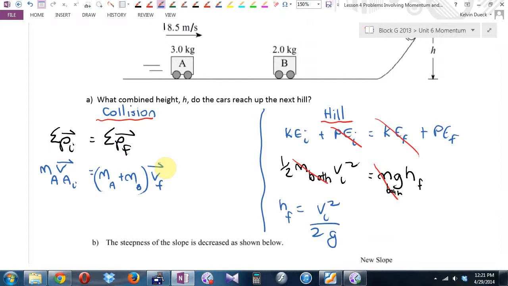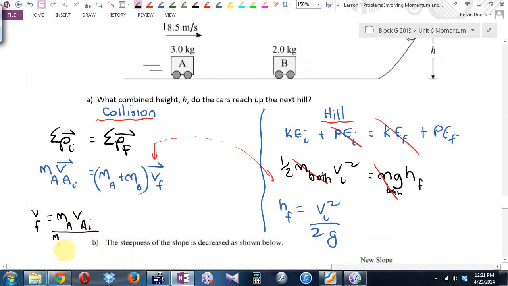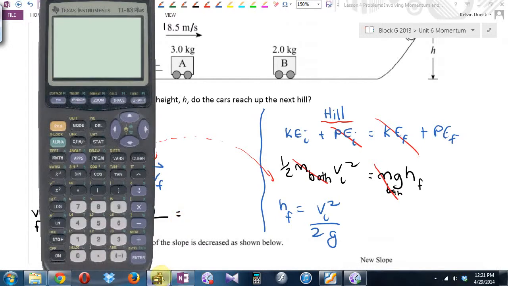What do we want here? I think what we want is that, which is going to be the V that I need over there. So how would I get V final by itself? Divide by the bracket. Hey, this isn't too bad. It's going to be MA VA initial divided by MA plus MB. It's going to be 3 times 18.5 divided by 3 plus 2.